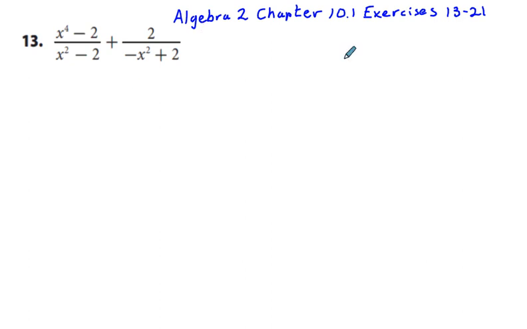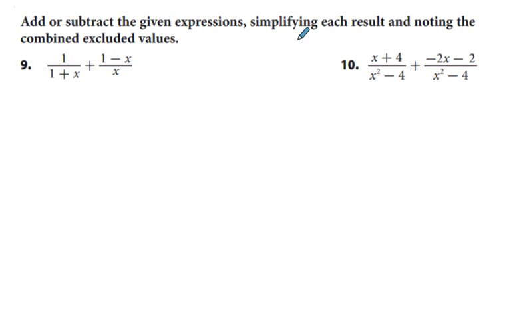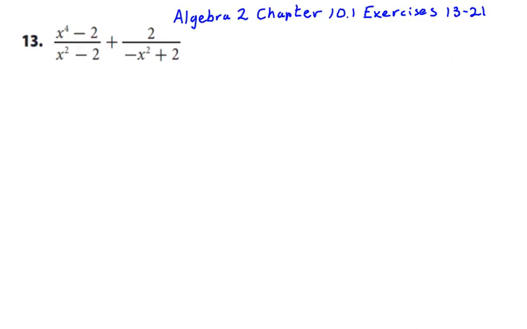Algebra 2, Chapter 10.1, exercises 13 through 21. Here we're going to continue the exercises on adding or subtracting rational expressions. The instructions earlier for this set were to add or subtract the given expressions, find each result, and note the combined excluded values. And we went through problem 12 in the last video running up to this one.